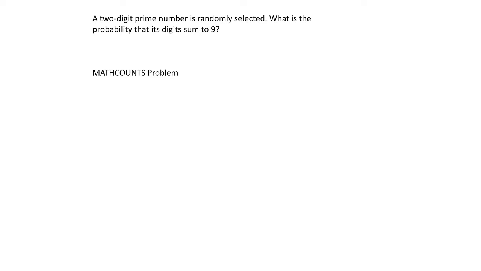So a two-digit prime number is randomly selected. What is the probability that its digits sum to 9? So essentially, we want a two-digit prime number whose digits sum to 9. For this problem, we are going to ignore the primes, alright? Sometimes in number theory problems, you have to ignore what you want to get what you want.